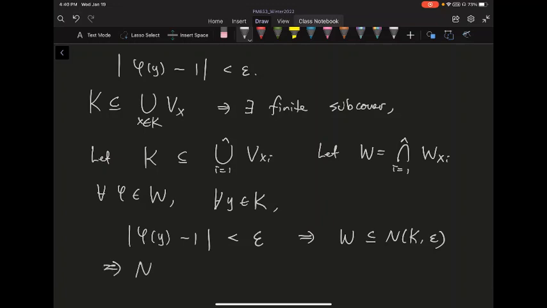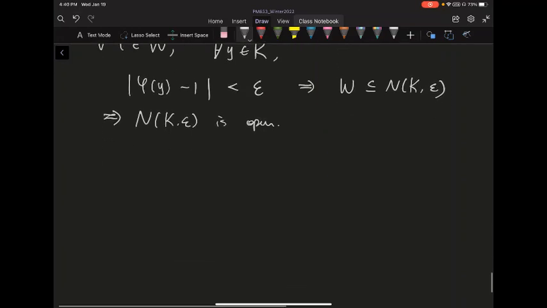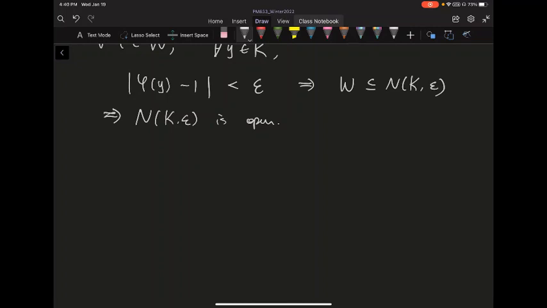So in conclusion, N(K, epsilon) is open. Not only is it open, now I want to show that they actually form a neighborhood basis at the identity.